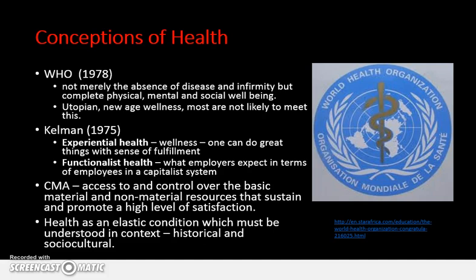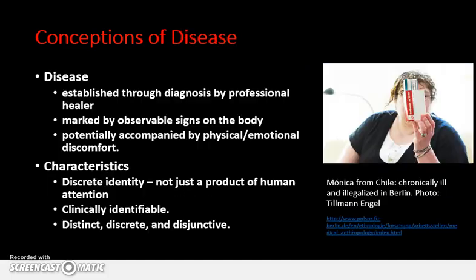And Singer and Baer point this out in terms of going to class at a particular time or going to work at a particular time. It's what employers expect of employees in order to be able to function in a capitalist system. Critical medical anthropologists, in turn, look at access to and control over the basic material and non-material resources that sustain and promote a high level of satisfaction. Health, ultimately, Singer and Baer conclude, can be seen as an elastic condition which must be understood in its particular context, which includes both historical context as well as contemporary sociocultural context.